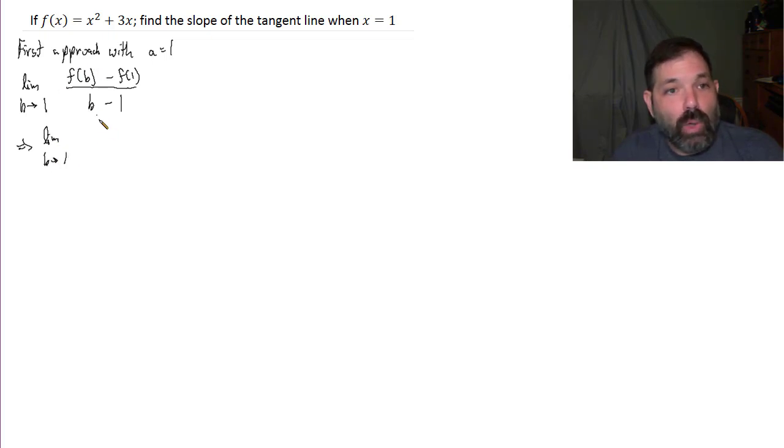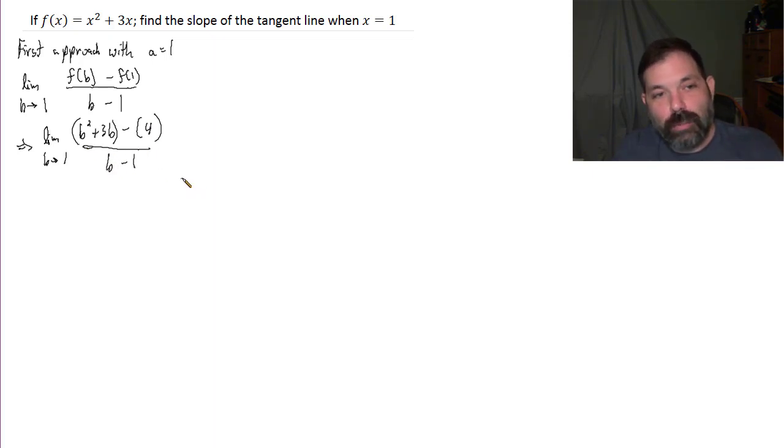F of b. Well, if f of x is x squared plus 3x, then f of b is b squared plus 3b. F of 1. All right, so simple substitutions. 1 squared is 1. 3 times 1 is 3. 1 plus 3 is 4. All right, so I've made the substitutions. Now, you should be able to use the techniques we've learned in the previous topic to evaluate the limit from this point. Now would be a good time to pause and try that out on your own.